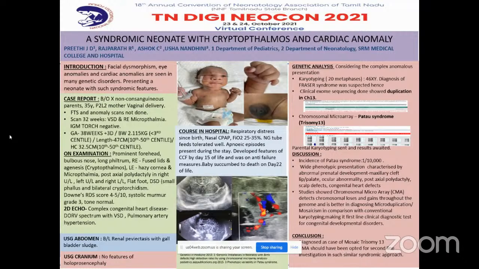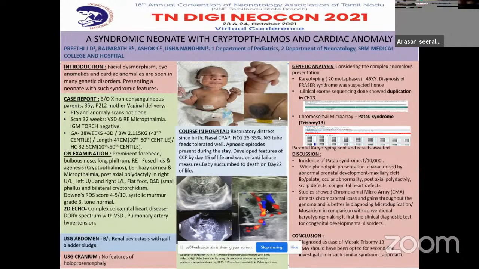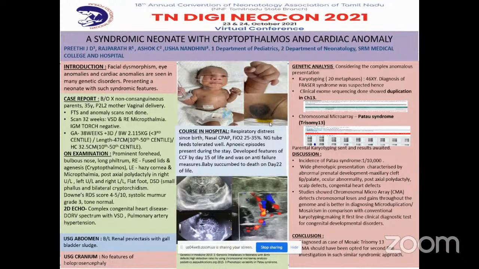On examination, baby had a prominent forehead as seen in this picture, with a bulbous nose and a long philtrum, with right eye showing fused eyelids and cryptophthalmos. Left eye had hazy cornea and microphthalmia, with post-axial polydactyly in right upper limb, left upper limb and right lower limb as well, with flat foot and DSD with small phallus and bilateral cryptorchidism. Baby was noticed to have respiratory distress at birth with the Downes score of 4 to 5 with a grade 3 systolic murmur. On examination, baby's tone was found to be normal.